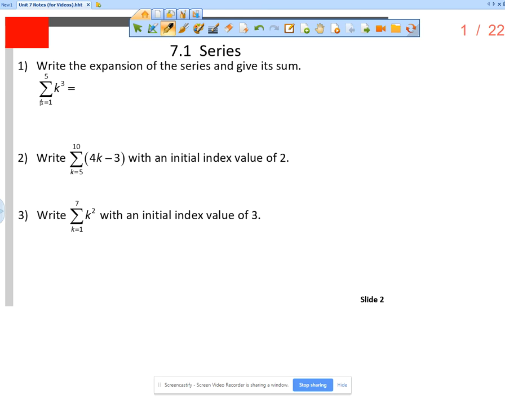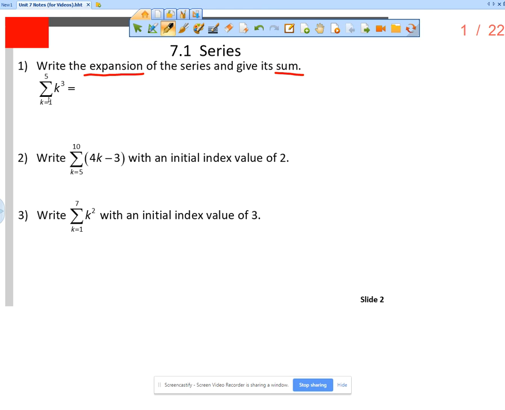You'll recall that if I have this sum from k equals 1 to 5 of k cubed, how do we actually figure out what the expansion is, and then find the actual sum? This is a sum in and of itself, and it has a numeric value. But we need to write out the expansion to show that we understand what the notation really means.